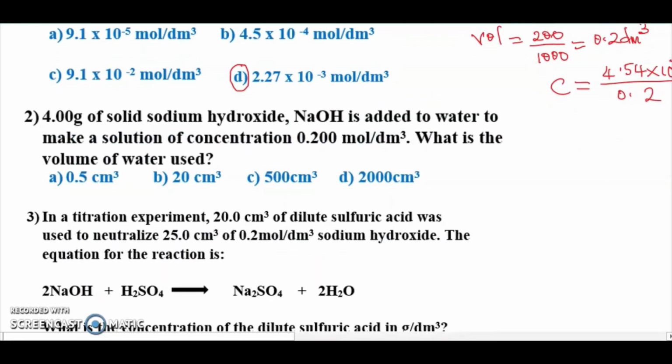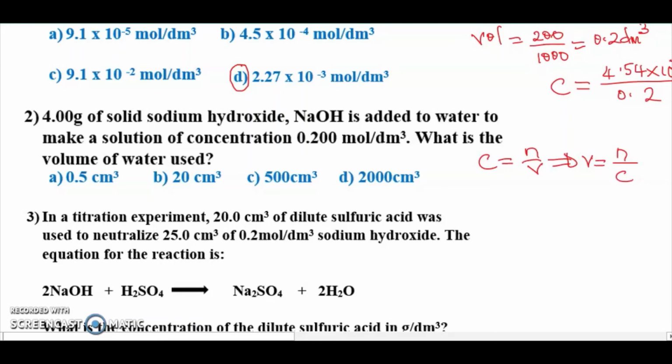So 4.00 gram of solid sodium hydroxide is added to water to make a solution of concentration 0.200 mole per dm³. What is the volume of water to be used? So here we need to calculate volume, the volume of water to be used. Okay, so let's see. We know that concentration is number of moles divided by volume in dm³. So from here, volume will be equal to number of moles divided by concentration.